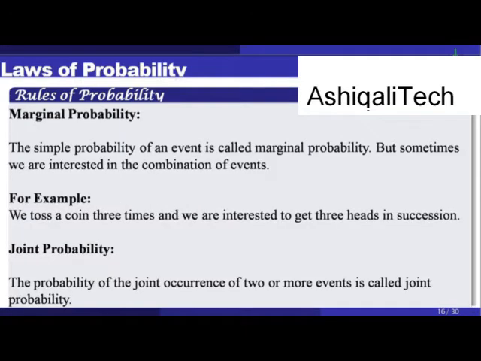Dear students, now we define marginal probability. The simple probability of an event is called marginal probability, but sometimes we are interested in the combination of events. For example, we toss a coin 3 times and we are interested to get 3 heads in succession. Then we define joint probability. The probability of a joint occurrence of 2 or more events is called joint probability.